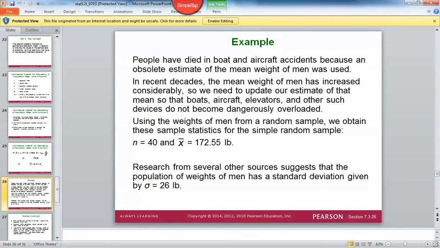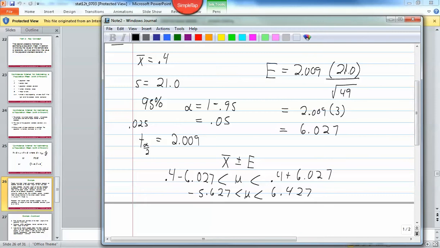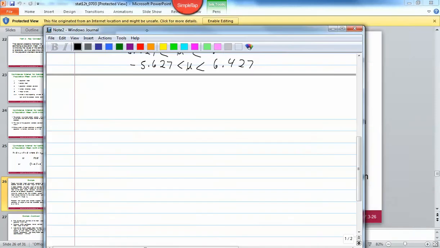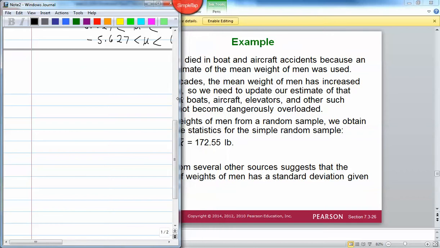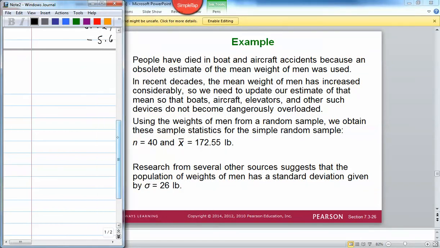Alright, so let's say that we had this example. Let's work through it real quick. Shouldn't take very long. People have died in boat and aircraft accidents because an obsolete estimate of the mean weight of men was used. In recent decades, the mean weight of men has increased considerably, so we need to update our estimate of such mean so that boats, aircraft, elevators, and other such devices do not become dangerously overloaded. Thus, ergonomics. Using the weights of the men from a random sample, we obtain these statistics.